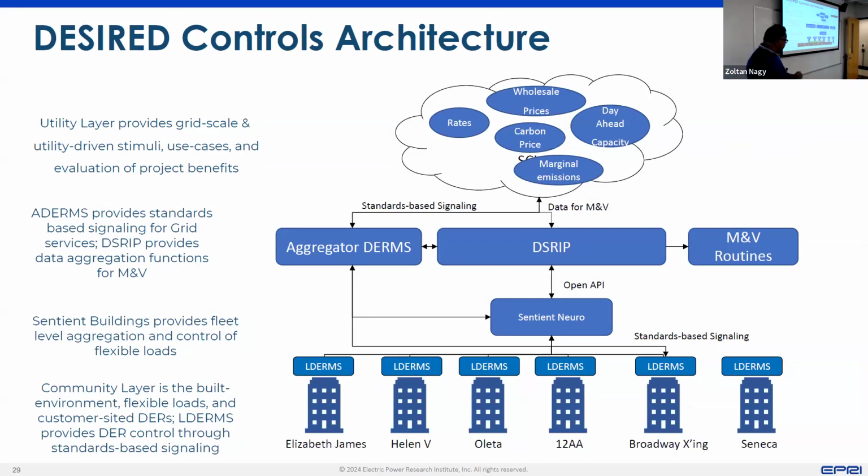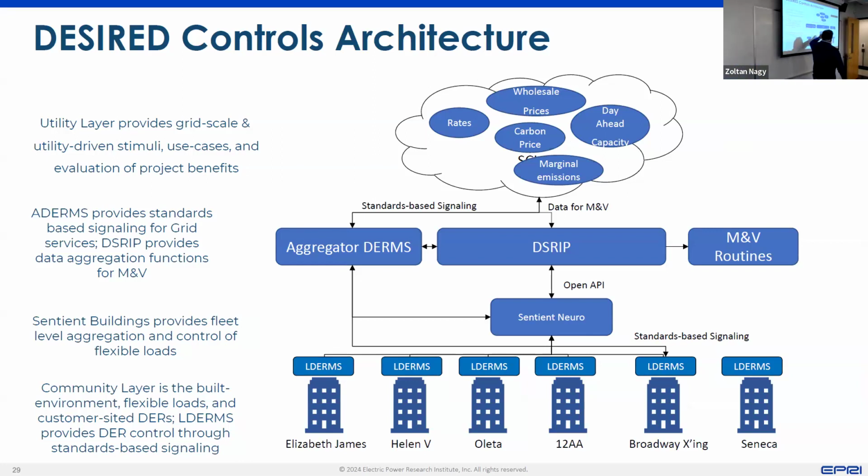And here is the control architecture for this community. Across the communities, we have a local controller, a local DERMS system that is basically going to control the loads in the individual communities. That then feeds into an intermediate building orchestration system called Sentient Neuro, which works with the DERMS that is part of the distribution network to receive signals from it and orchestrate across these communities.